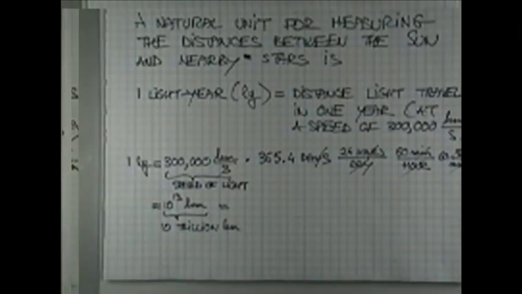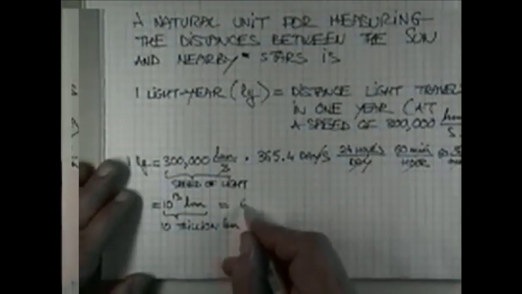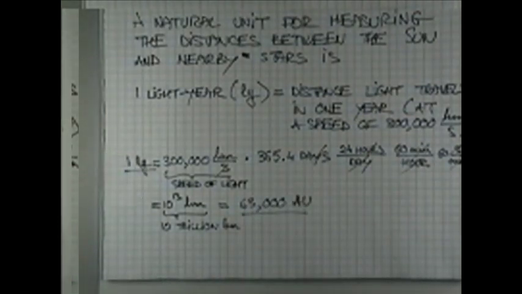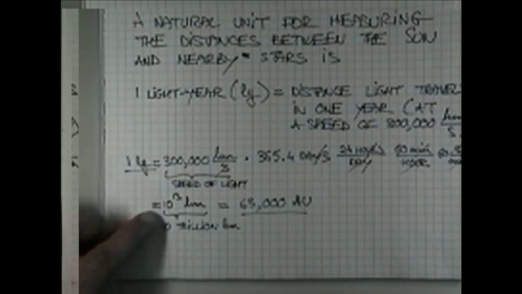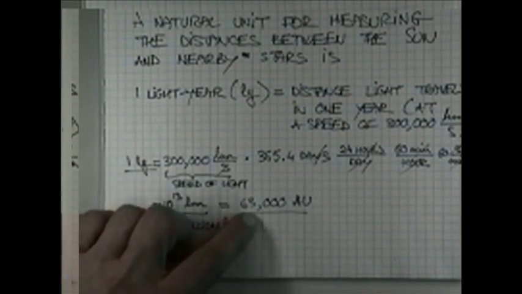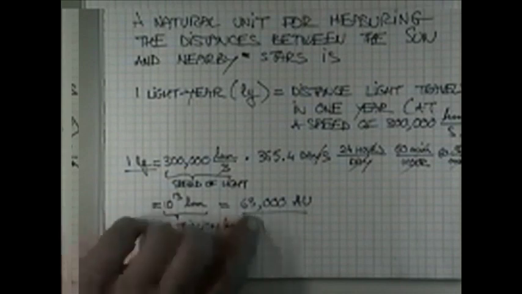And from this, knowing that one astronomical unit is 150 million kilometers, this turns out to be about 63,000 astronomical units. So that's the connection between different yardsticks. One light year is the same thing as about 10 trillion kilometers, 10 to the 13 kilometers, or 63,000 astronomical units. And it turns out that the stars closest to us are at a distance of about 4.3 light years.